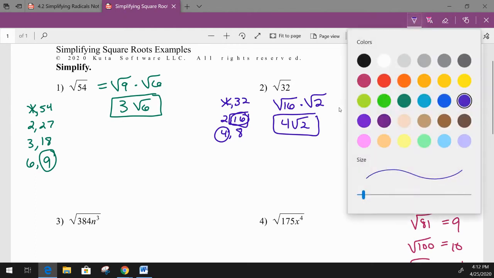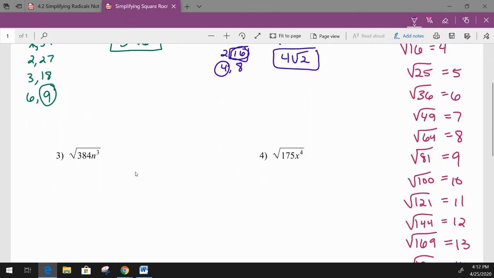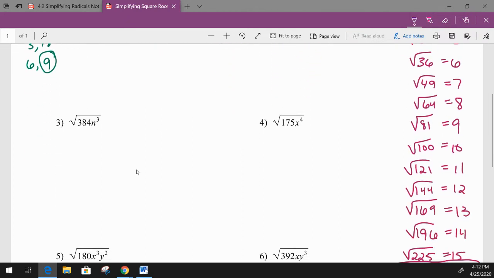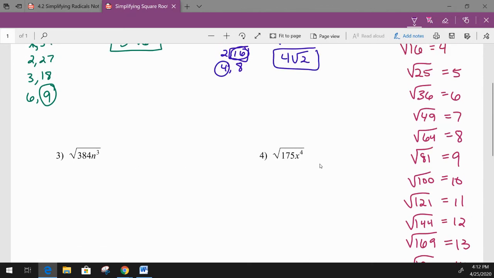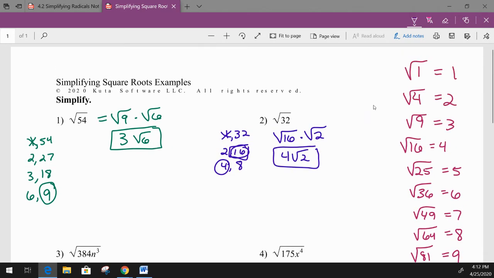Okay, the next example that I'm going to do is example 3 here. So 384 now is a pretty big number, and I'm not going to just want to list all of the factors of 384. So this is where my second method of simplifying radicals comes in. I'm going to think about what my perfect squares are. So I can always start with 4. 4 is the smallest perfect square that you could use to simplify radicals.